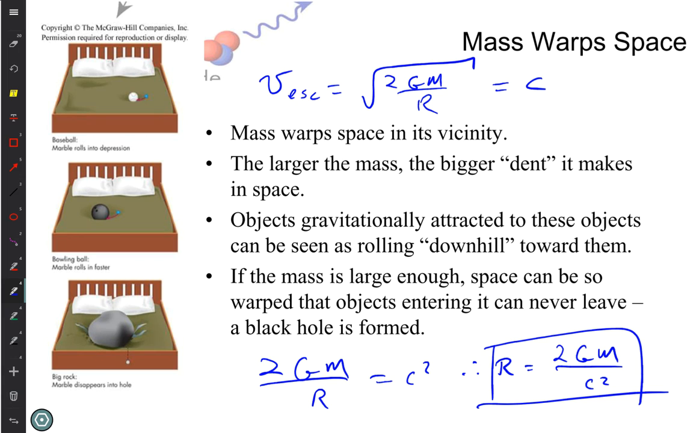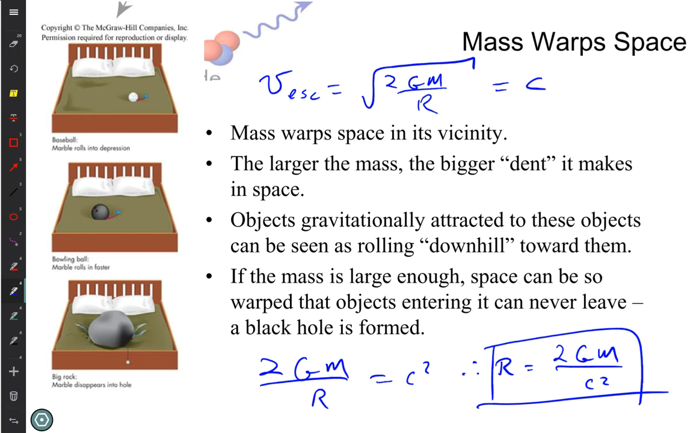This radius is called the Schwarzschild radius. And the Schwarzschild radius is the distance out from a mass m where the escape velocity is equal to the speed of light. There's a name for that surface, and it's called the event horizon. So the event horizon, if you have a spherically shaped black hole, is a sphere with a radius equal to the Schwarzschild radius that we just calculated.